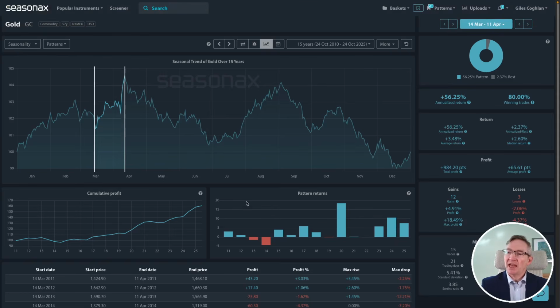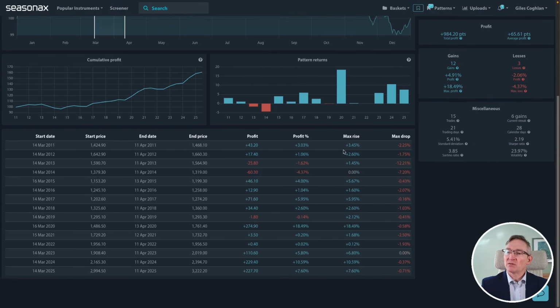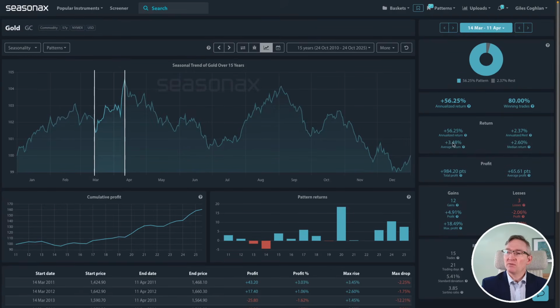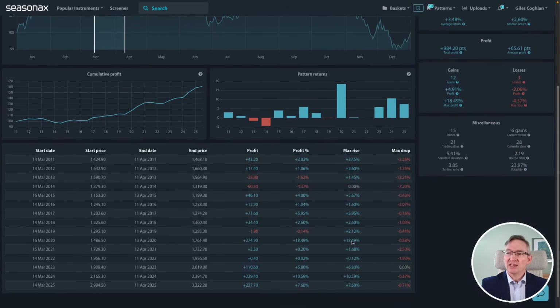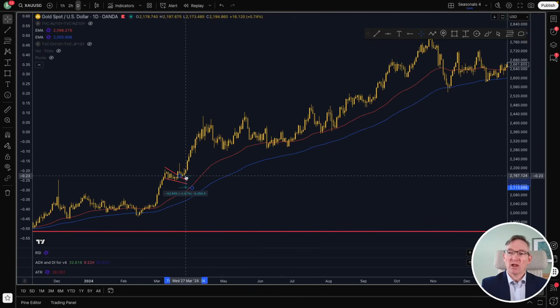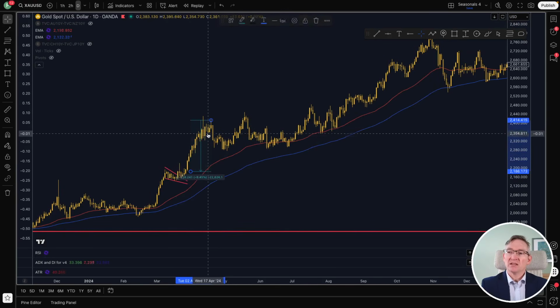Well, what's the maximum gain we had? You can see the maximum rise in the winning year was 18.49% in 2020 and 10.59% in 2024. So you can see actually there have been some outsized gains. Even though the average is 3.48%, there's been some really strong years, 18, 10%. So that may have given you the conviction to think, well, actually, maybe I can let this run a bit further.